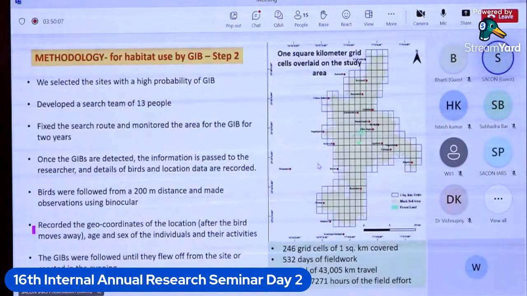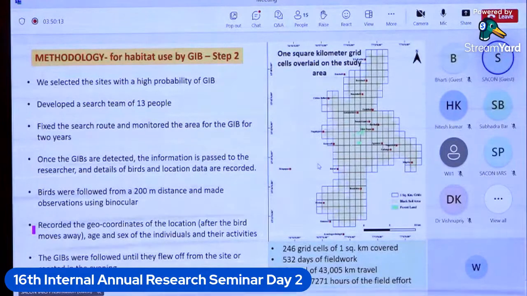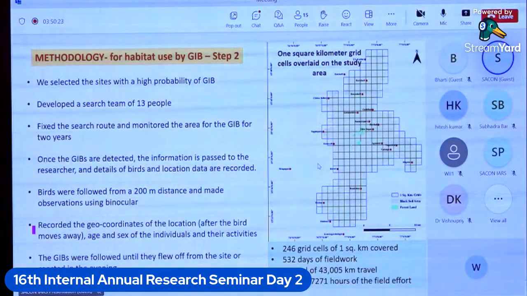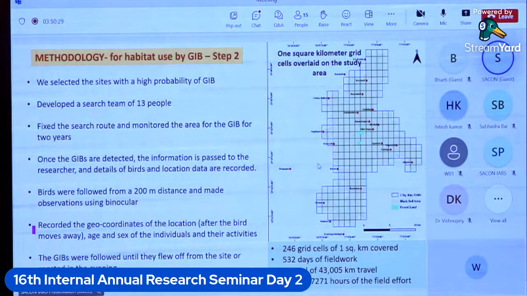Following this, after identifying the most probable places, we selected those patches, treated those areas as 1 square kilometer units, and then intensively monitored those grids. It was a search team of about 13 people, and we fixed the routes for searching for GIBs. Once the GIBs were detected, the information was passed to the researchers, and the bird's location, and the age and sex of the individuals, were recorded.